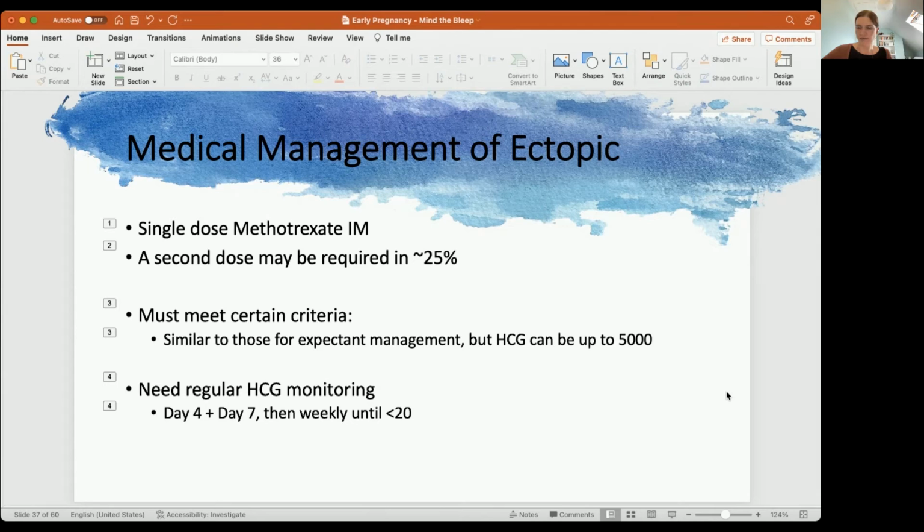Generally, the HCG should halve every 48 hours. So if your HCG is 4,000 something, you can imagine this can take quite a long time to be less than 20. The majority is about a month, but I've seen them go for 3 months sometimes, having to have weekly blood tests. So again, it's quite a lengthy follow-up process.